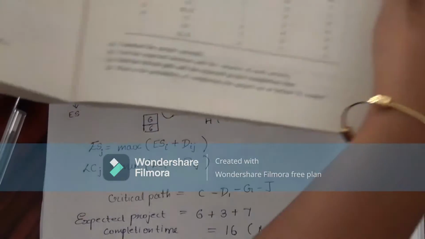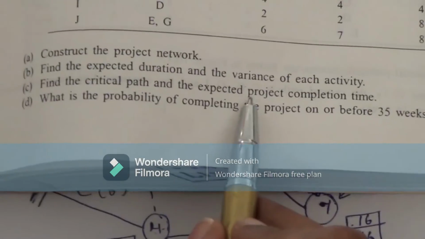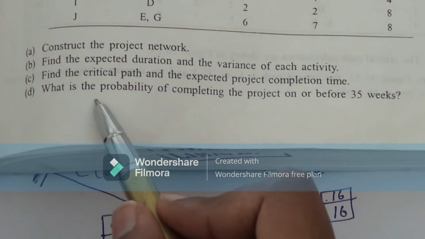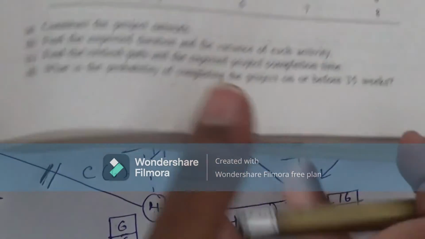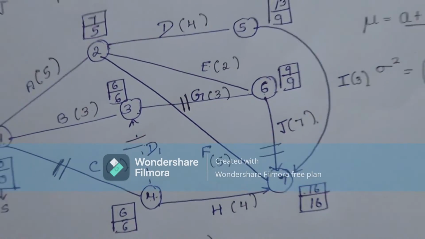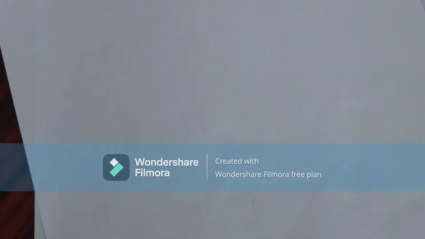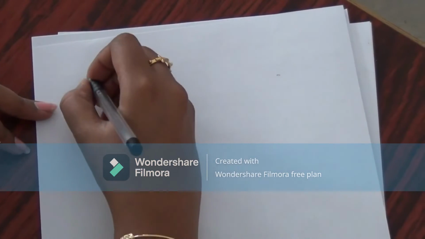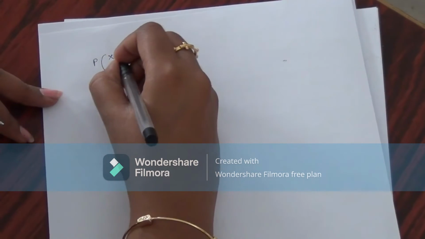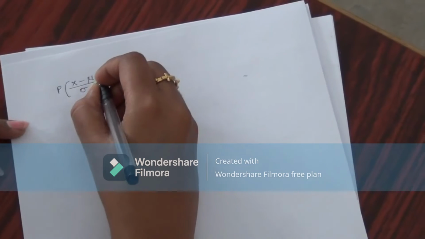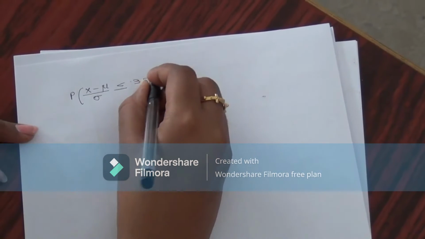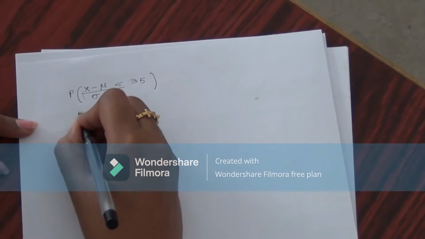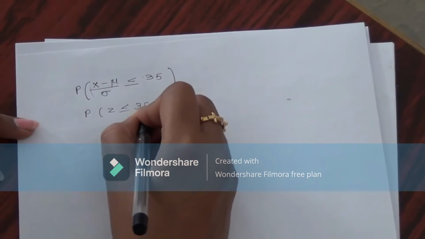We have found the critical path and the expected project completion time. Now let's go to the fourth question: the probability of completing the project on or before 35 weeks. For calculating the probability value, the formula will be the probability of (x minus mu) by sigma, which is nothing but z, less than or equal to 35.